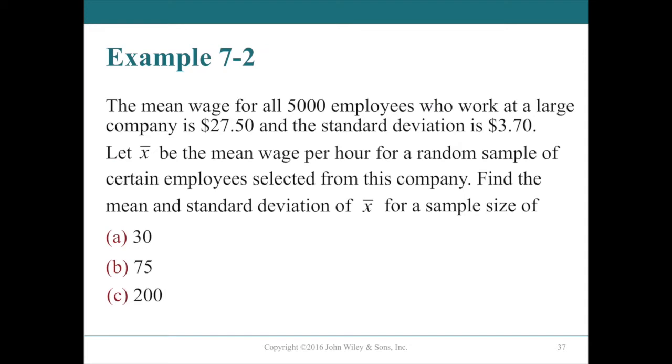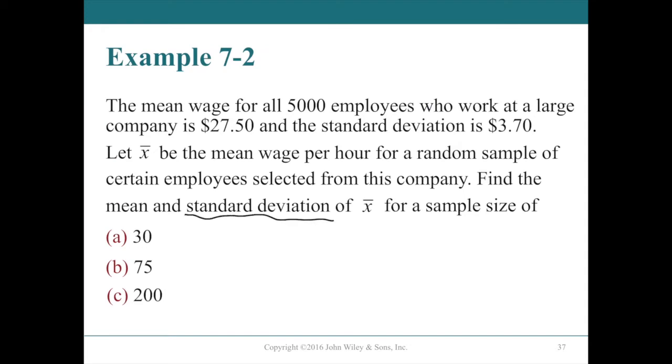Okay, so let's take a look at this one. The mean wage of 5,000 employees who work at a large company is $27.50. Standard deviation is 370. X bar is the mean wage per hour of a random sample of certain employees selected from this company. Find the mean and standard deviation of X bar for a sample size of 30, 75, and 200.